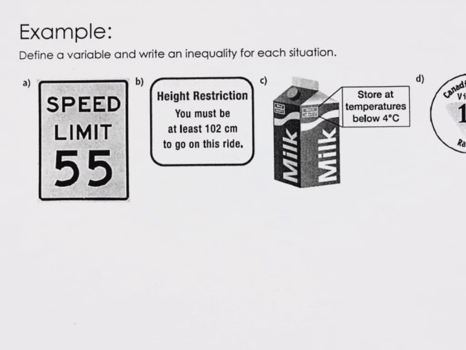Okay, so we're going to define a variable, which we've done before, and we are going to write an inequality for the situation. So the speed limit's 55. Can I go over 55? Maybe this is a better question. Can I legally go over 55? No. Okay. Can I drive 55? Yes. Can I drive less than 55? Yeah. The speed limit, it's the maximum.